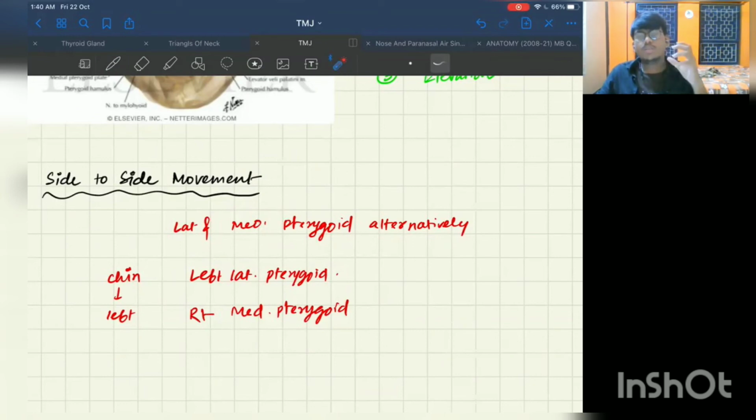In case of side to side movement, if the left lateral pterygoid and the right medial pterygoid contract, that will lead to the chin moving towards the left, like this. For this movement, chin moving towards the left needs the contraction of the left lateral pterygoid and right medial pterygoid.